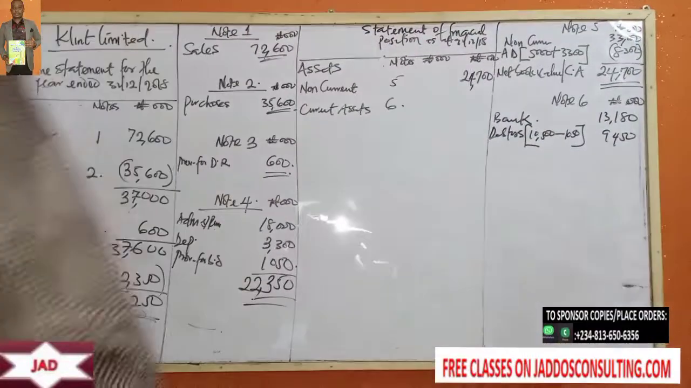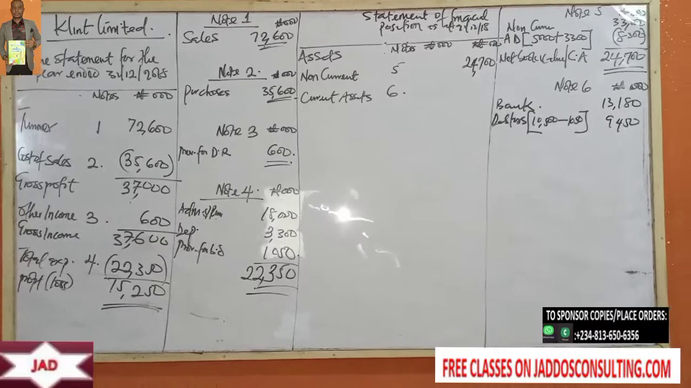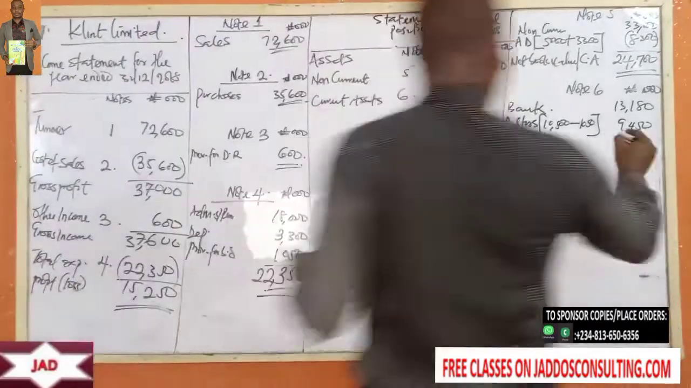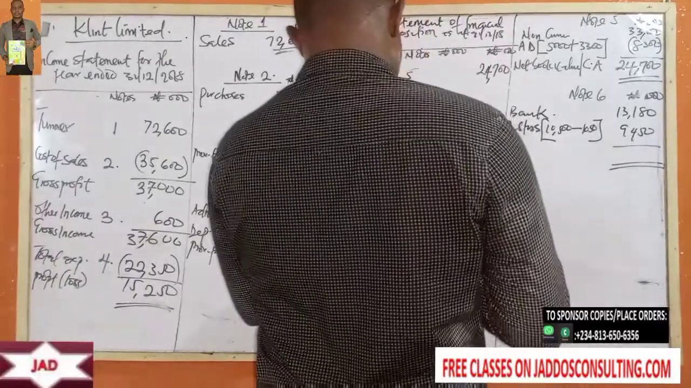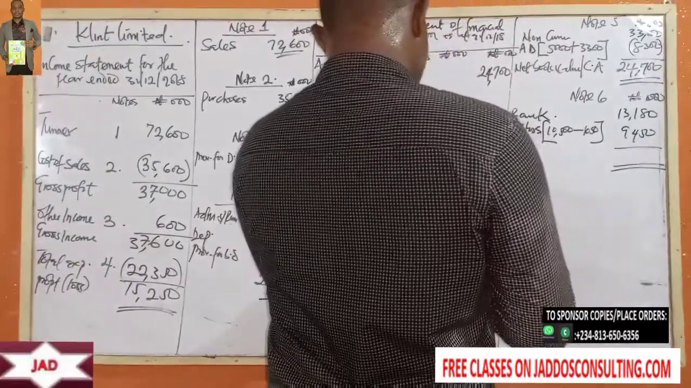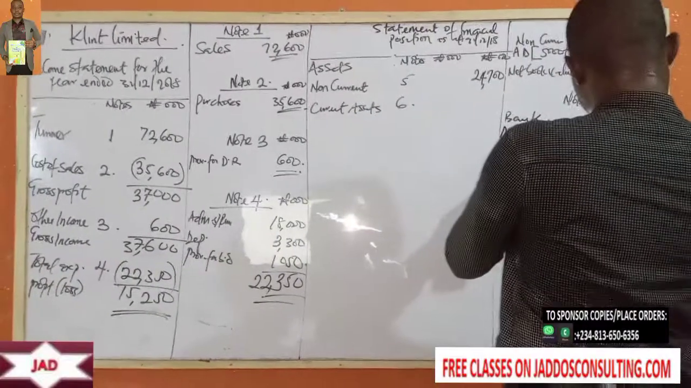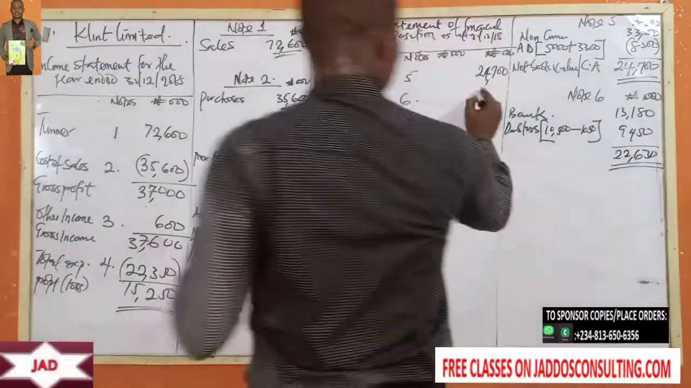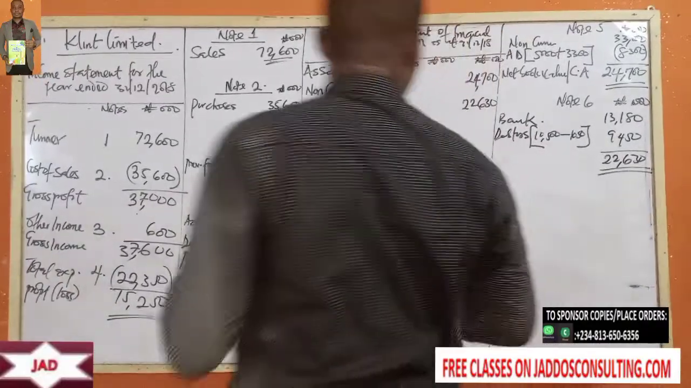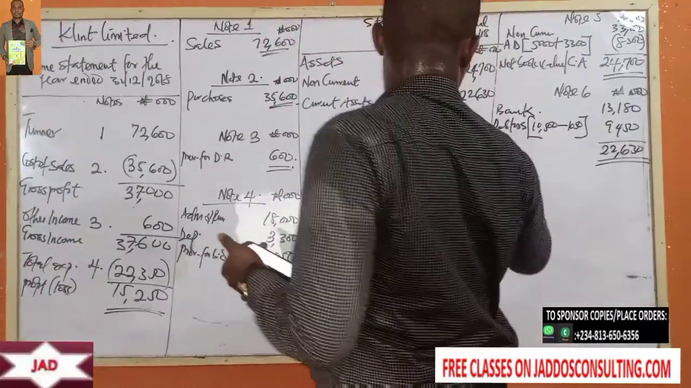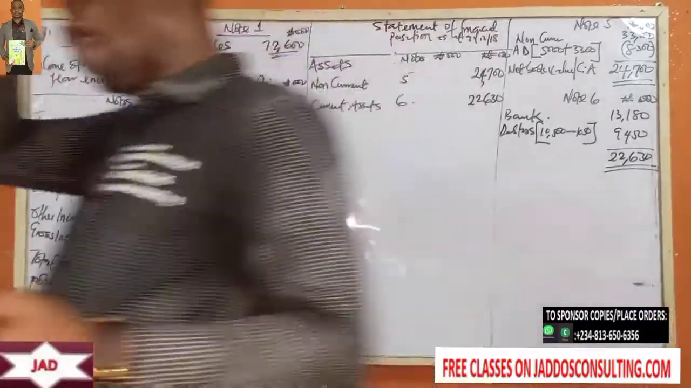Any other item for current asset? None. So what do we have? Let's add up. 9,450 plus 13,180 is 22,630. Note 6, 22,630. Okay, so that's it. Any other asset? There's no other asset here.